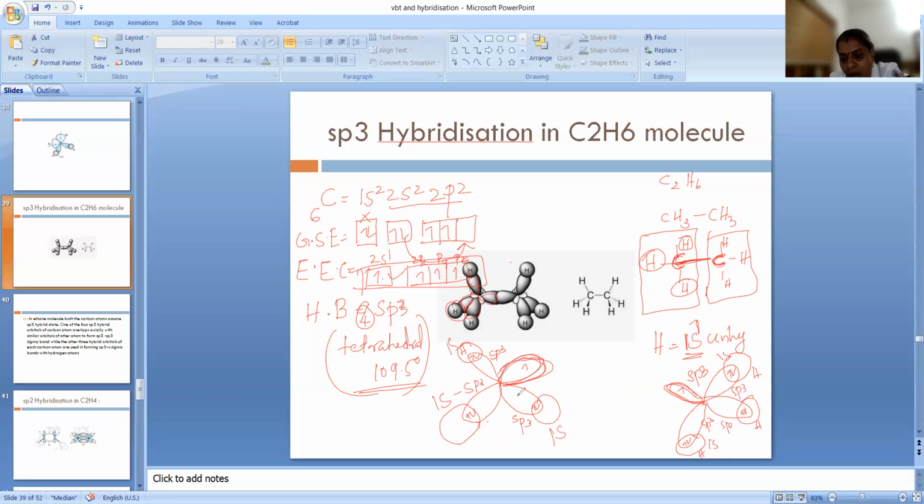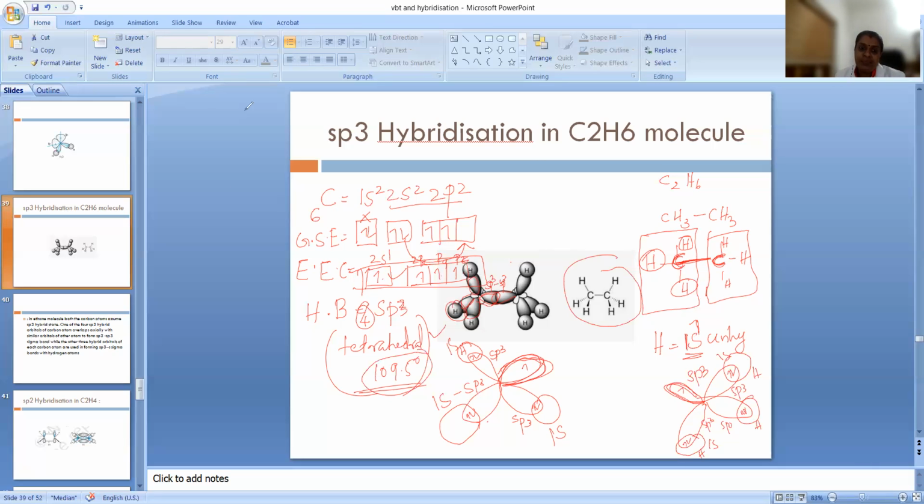Now these two are overlapping. That is what is shown here. See, look at this. This sp3 hybridized orbital is overlapping with this sp3 hybridized orbital. So sp3-sp3. Two sp3 hybridized orbitals are overlapping here, and then you will get the next sigma bond. So all these are sigma bonds. All these are head-on overlap. So this is the shape of the C2H6 molecule. This is all having sigma bonds. And each carbon atom has a tetrahedral shape, and each has the bond angle 109.5. That is all about the sp3 hybridization of a C2H6 molecule.